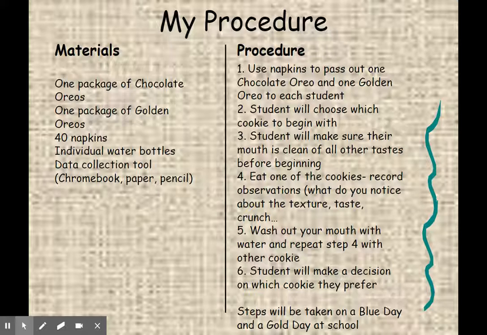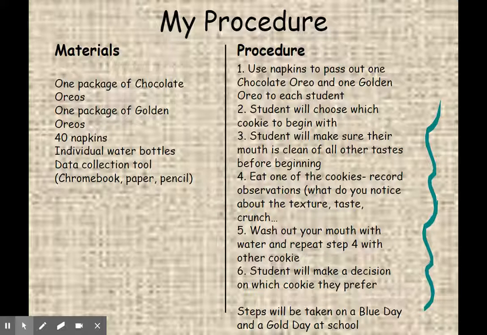So my plan is the procedures I'm going to use. I'm going to use a napkin to pass out one golden Oreo, and then I'm going to use a napkin to pass out one chocolate Oreo to each student. Students will choose which cookie they're going to begin with.